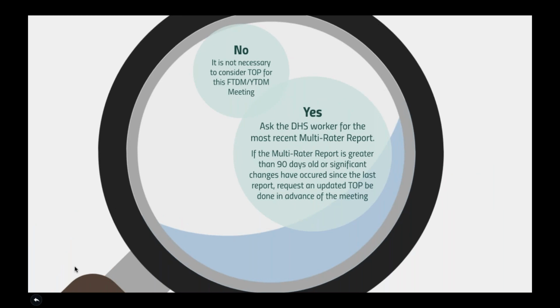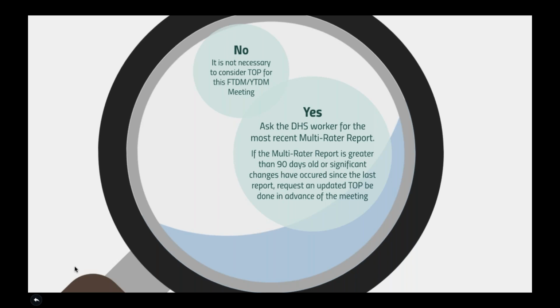If the answer is yes, what you're going to do next is ask the DHS worker for the most recent multi-rater report. So the DHS workers will have access to the system, and they can go in and print the most recent multi-rater report. The TOP is completed on a 90-day cycle. So every 90 days, the DHS worker completes their TOP form, and they complete a new TOP form, and then they ask the raters to participate. So there should be one relatively recently available.